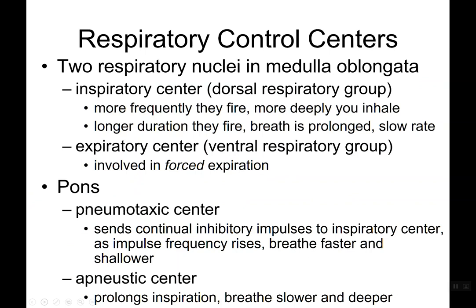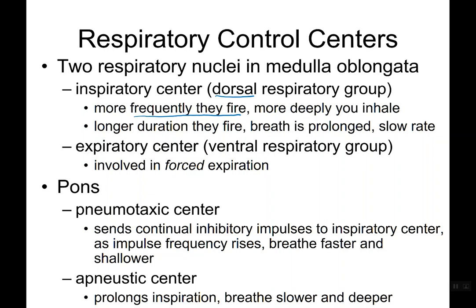So let's talk about what this stuff does in particular. The inspiratory center is also called the dorsal respiratory group, and that's just relative to the nucleus's position within the medulla oblongata. These control depth and rate of breath. The more frequently they fire, so more bursts of activity per unit time, the more deeply you inhale. I'll draw this on the board in lecture, but you can compare the firing patterns of the neuron to predict what a breath will look like.